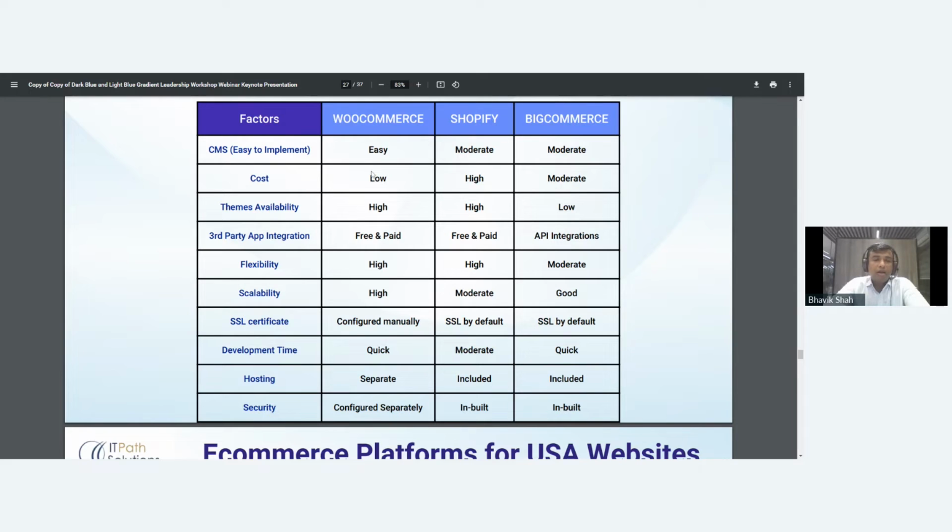But don't worry, if you choose WooCommerce as your platform, then we can definitely help you in configuring your SSL certificate. It's a piece of cake for us. We have configured it for more than 100 websites in the past.